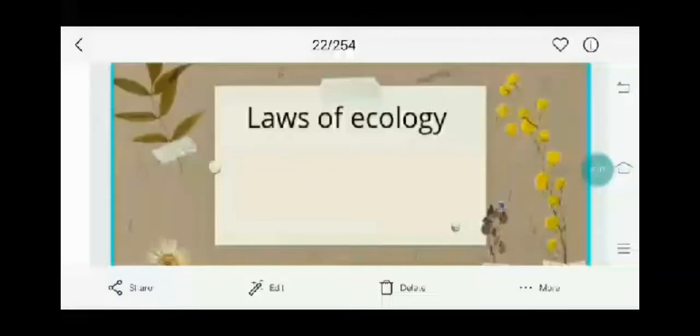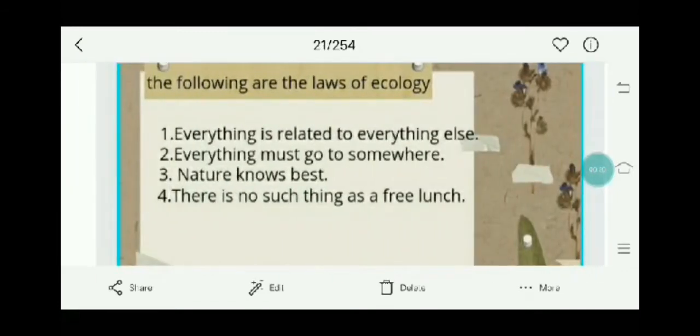Good day everyone, I am Gisami Palaran Bandola and now we will tackle the laws of ecology. Ecology means the branch of biology that deals with the relations of organisms to one another and to their physical surroundings. The following are the laws of ecology. Number 1, everything is related to everything else. Second, everything must go somewhere. Third, nature knows best. The last one is, there is no such thing as a free lunch.